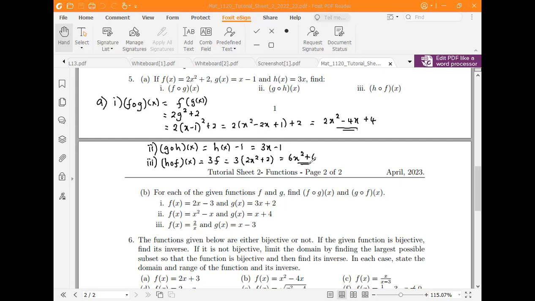So what does this mean? This means that you guys can do f of g and g of f using the functions given here as an exercise. Whatever we've done on 5a is what we do on 5b.